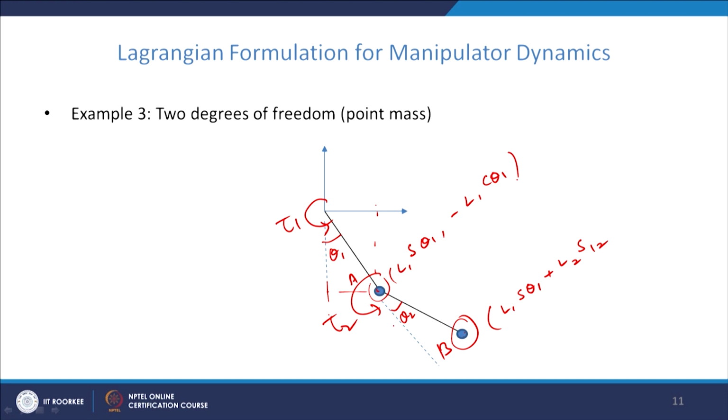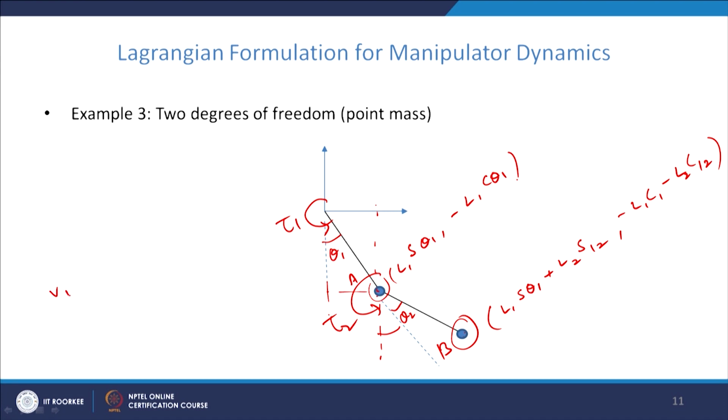The total angle here is theta 1 and then theta 2, that is theta 1 plus theta 2. Similarly, the y coordinate is minus L1 cos theta 1 minus L2 cos of theta 1 plus theta 2. Now once we have the coordinates, we can differentiate and we will get the velocity.